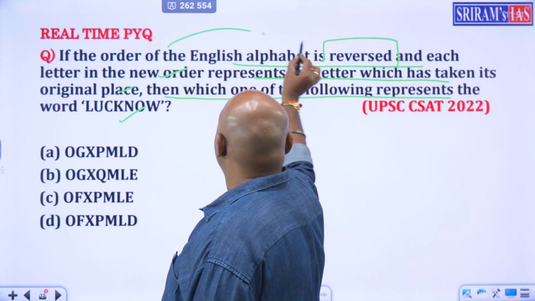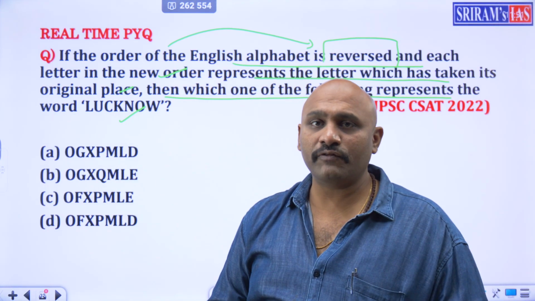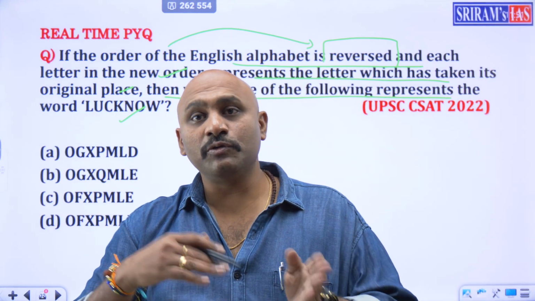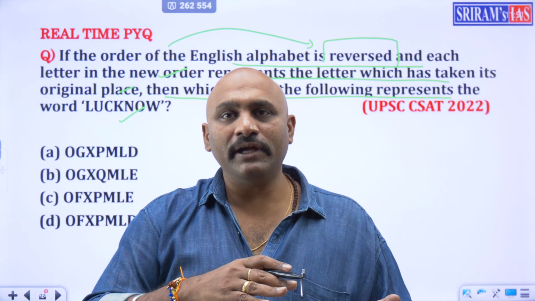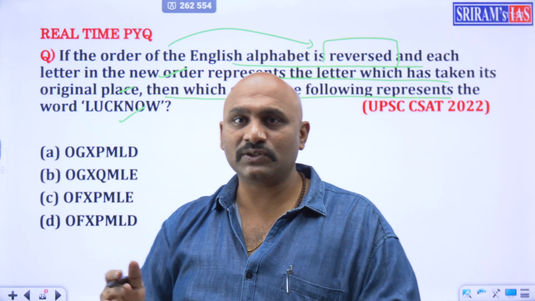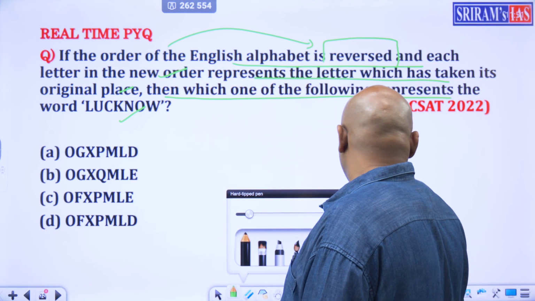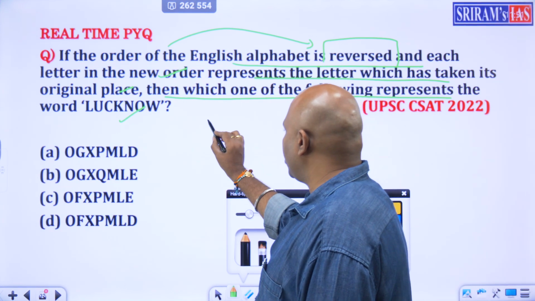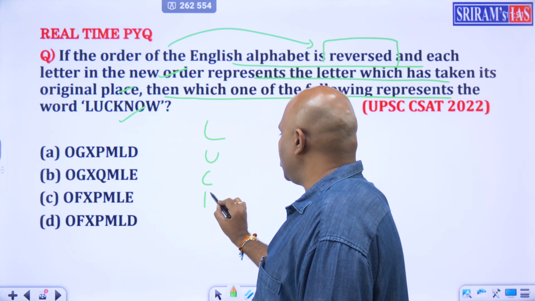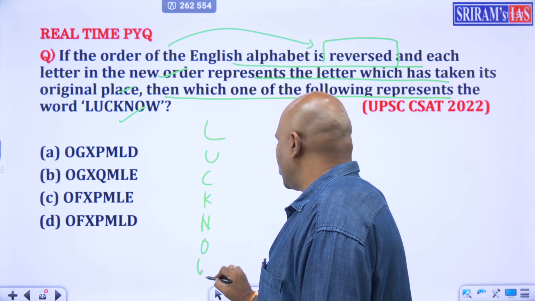So what does reversing the order of the English alphabet mean, that is what you have to understand. A is 1, so A should become 26. B is 2, so B will become 25. If we do that, how do we write Lucknow, basically. So keeping that in mind, let's look at it once. So given point is Lucknow.